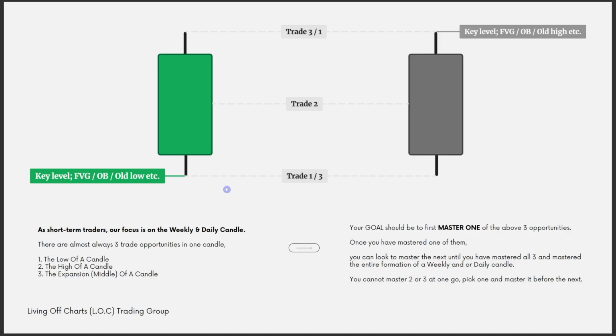Now our goal is to master one of those three opportunities first, and once you have mastered it, you can look to master the next one until you have mastered all three of the entire formation of the weekly or daily candle. Now you cannot master two or three at once, so pick one and master it before you go to the next.